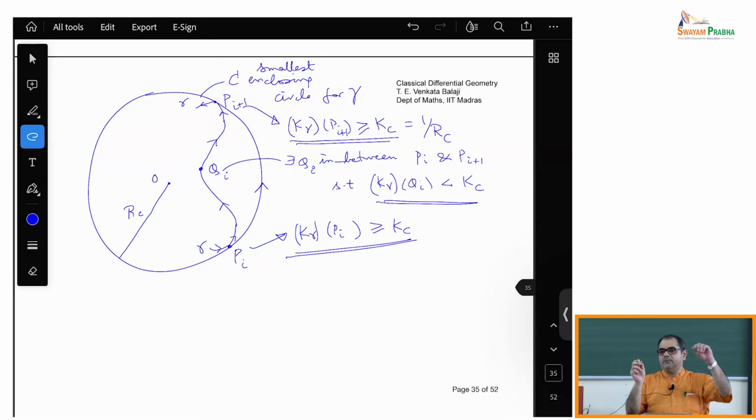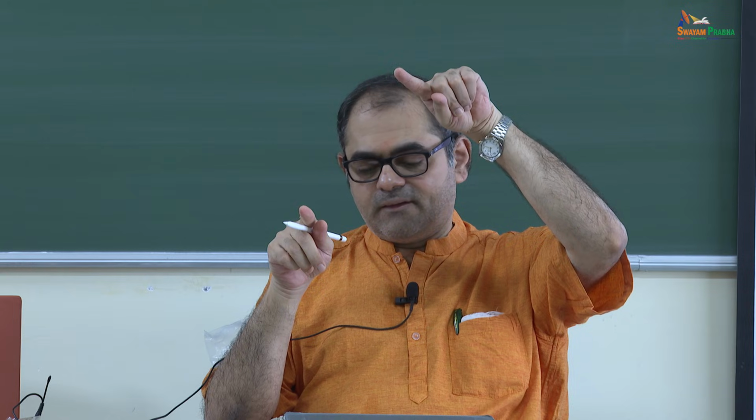Okay, so between any 2 points where the curve hits the enclosing circle, and mind you, where it hits the enclosing circle should be a touching point. Okay, it cannot be a crossing point, because the circle is the smallest enclosing circle, and between any 2 such points there is a Q where the sine curvature is strictly less than the curvature of the enclosing circle.